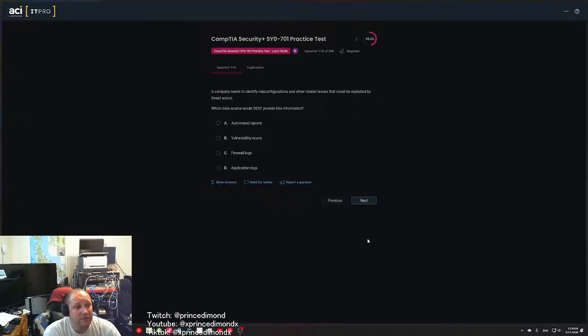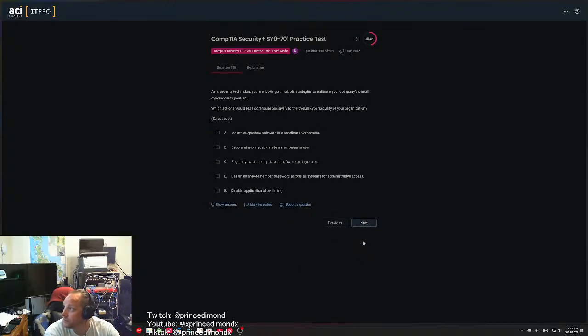A company needs to identify misconfigurations and other related issues that can be exploited by threat actors. What data source would best provide this information? So a company wants to identify misconfigurations. You're going to be looking for vulnerability scans. I did lots of that. We found tons of misconfigurations in databases and containers and you name it. You're definitely going to want vulnerability scans for that. That was pretty straightforward.